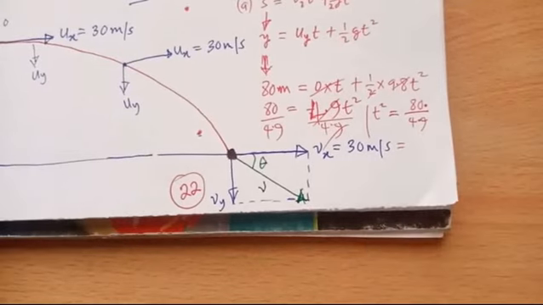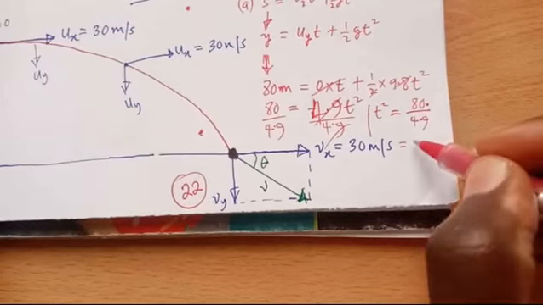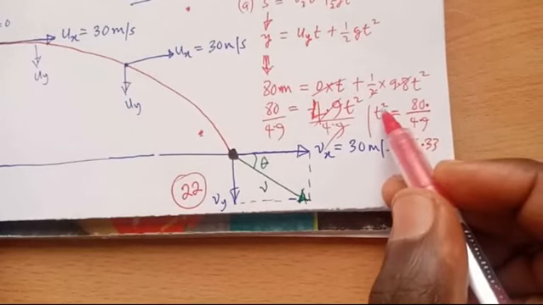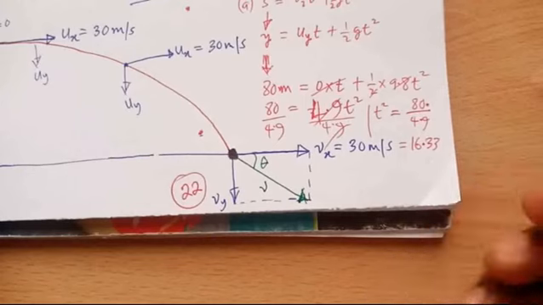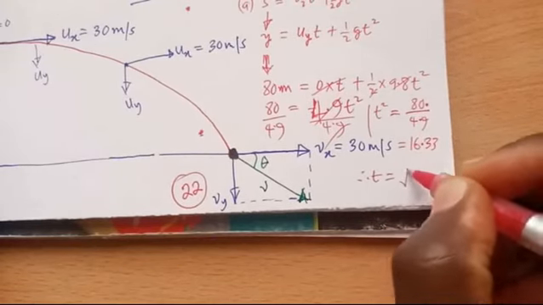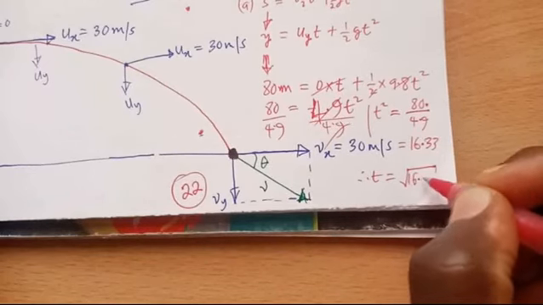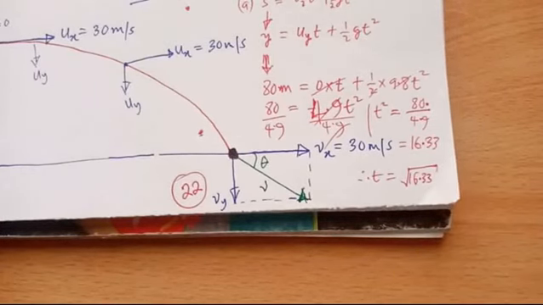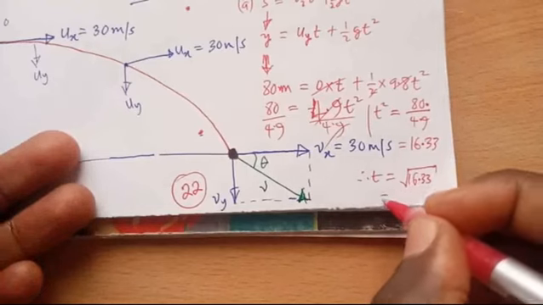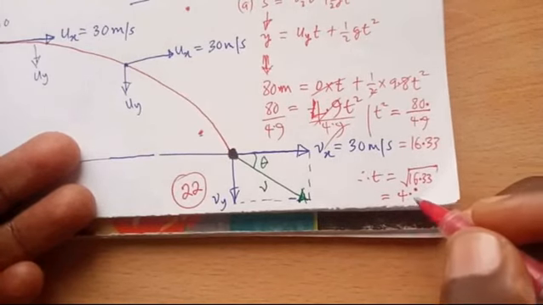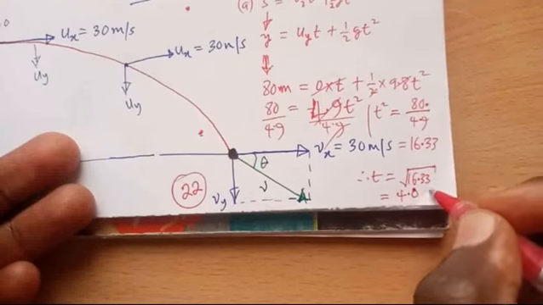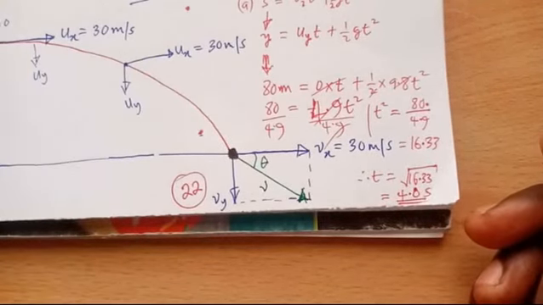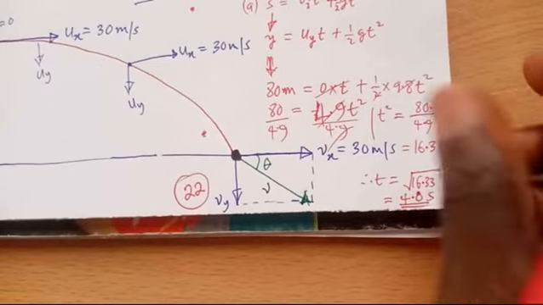Now divide 80 by 4.9. This will give you approximately 16.33. But this t is squared, so you have to take the square root of both sides, and therefore t equals the square root of 16.33, which gives you 4.04. This is approximately 4. Correct to one decimal place, it will just be 4.0 seconds. So the time taken is approximately 4.0 seconds.